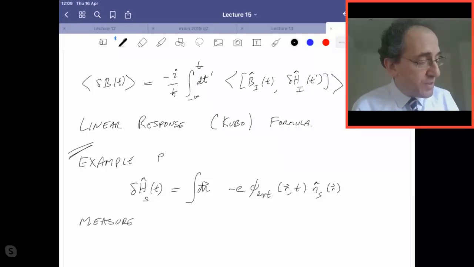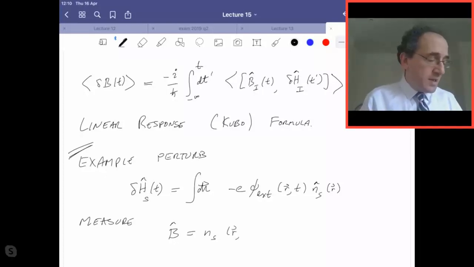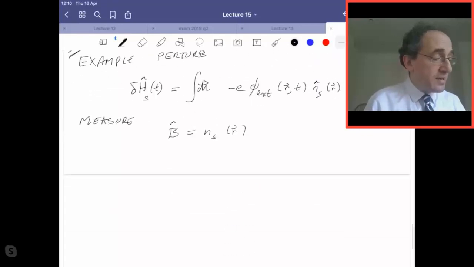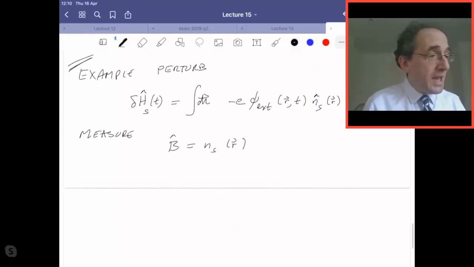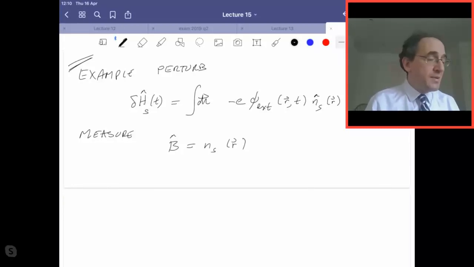Okay, example: perturb with this, and then measure B hat as maybe the density at some time later. So this is the problem we're going to try to address. In most cases, if you have a translationally invariant system, it's easier to work in Fourier space.